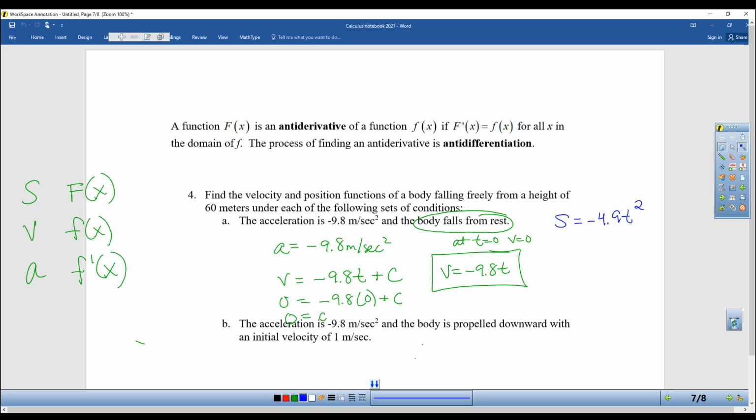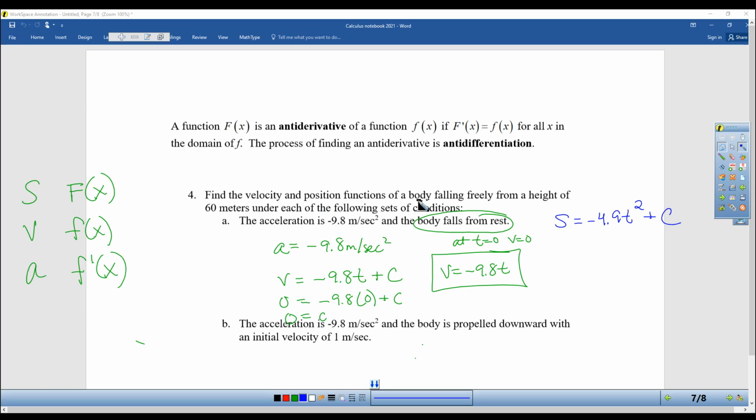4.9 t squared. Because if you were to take the derivative, you would do 2 times negative 4.9 and get negative 9.8, and then you'd make it t to the first. But again, there could have been something there. So you always need an actual point to plug in. So do we know anything? Do we know the height at any time t?